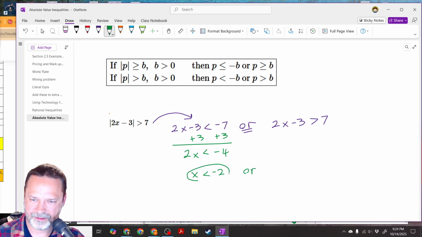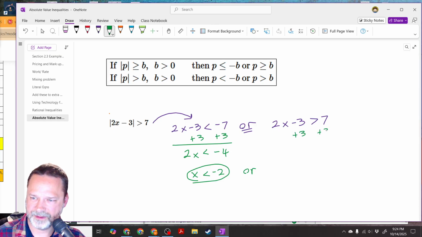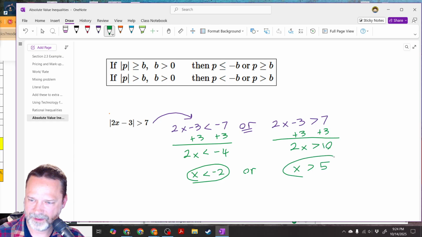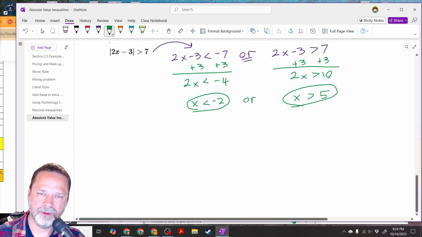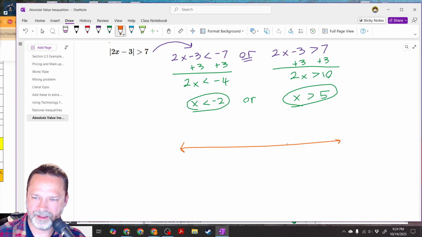Or, let's see here, add 3 to both sides on our other inequality. We'll get 2x greater than 10. That means x will have to be greater than 5. And so since it's an or, we can plot both of these on the same number line and see what it looks like. We got negative 2 over here. We have 5 on this side. We are less than negative 2, greater than 5. That's what our graph would look like.